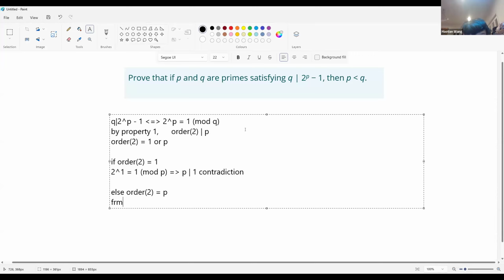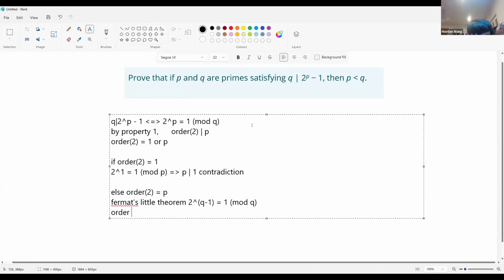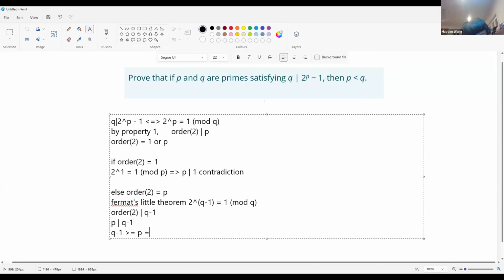Okay, so by Fermat's little theorem, we know 2 to the q minus 1 is congruent to 1 mod q. So that means the order of 2 has to divide q minus 1. And that's p. p divides q minus 1. So q minus 1 is at least p, which implies q is bigger than p. Wow. Okay.